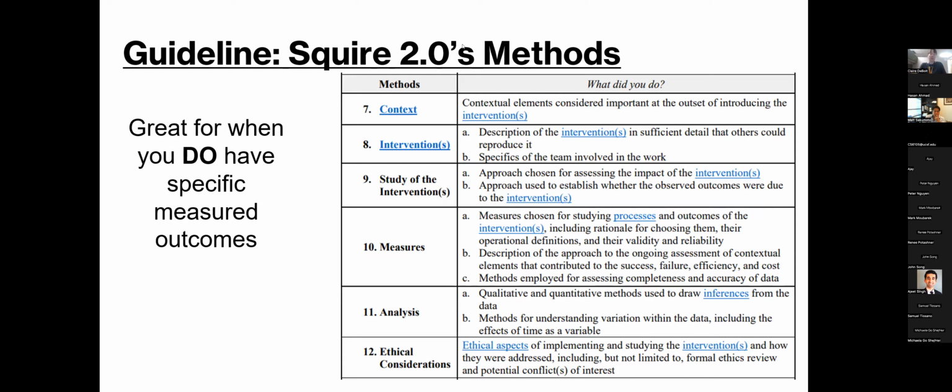It is a little bit more helpful when you have specific measured outcomes. So that might be one to check out if you do have really good quantitative data. And here is just a screenshot of what theirs looks like.